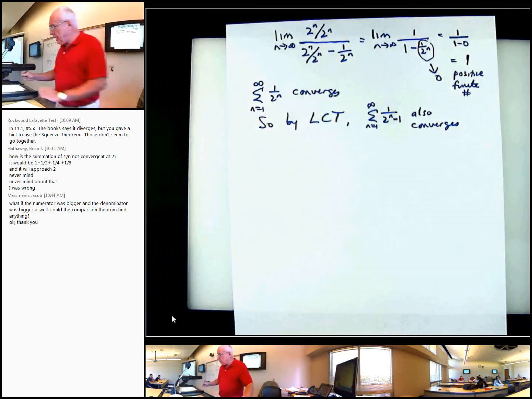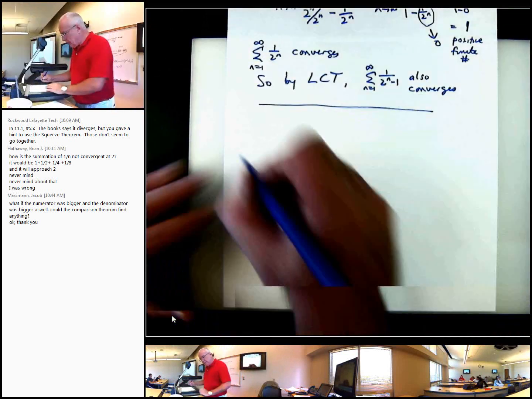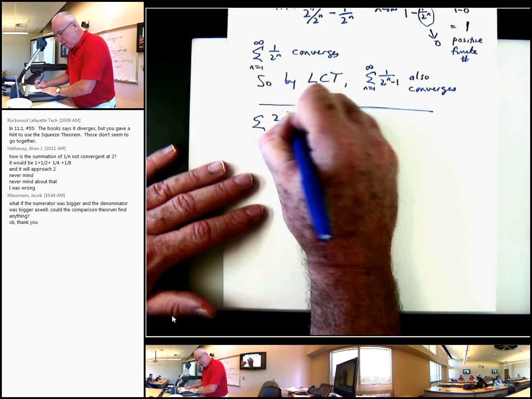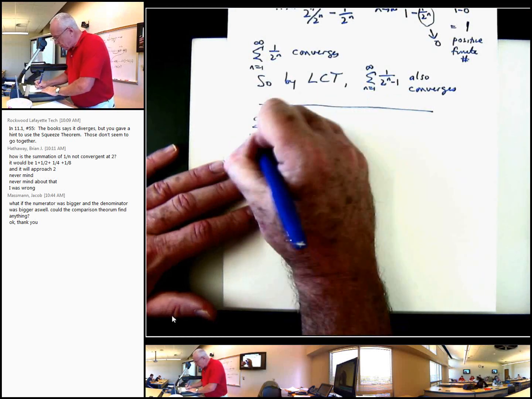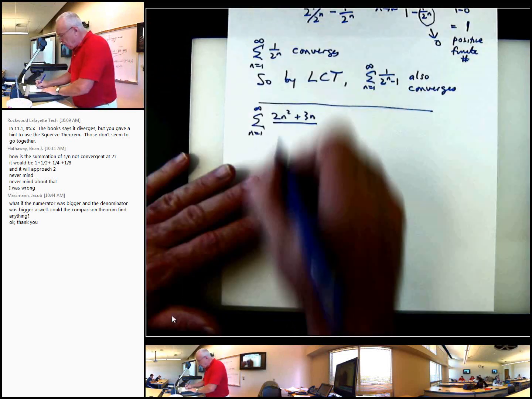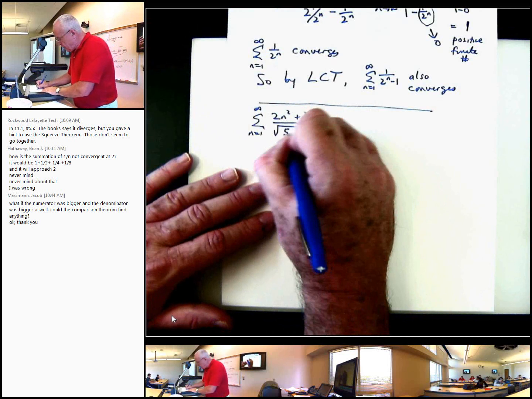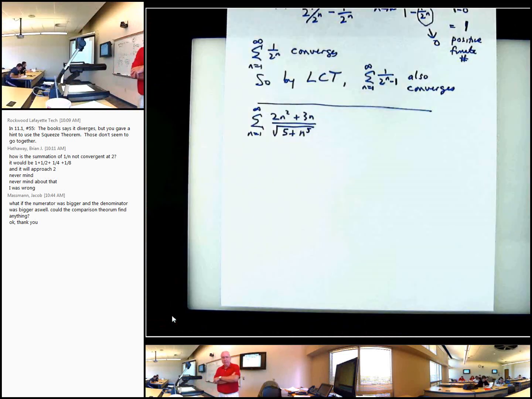So let's look at another example here. There are a couple of homework problems that kind of look like something like this. So here we have the summation n equals 1 to infinity of 2n squared plus 3n all over 5 plus n to the 5th power. Right.